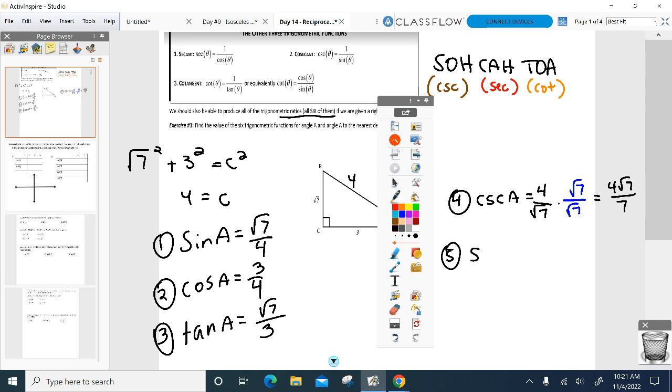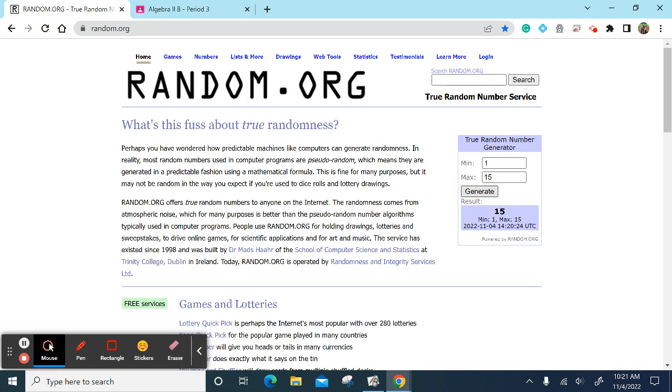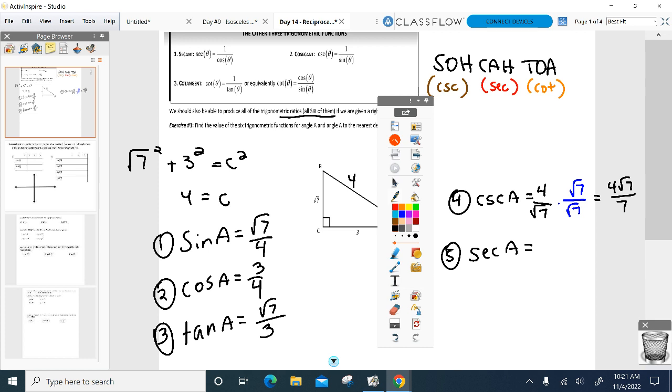What about secant A? Now I'm going to take what and flip it? Cosine. So this is an easy one. Take it and flip it. What's secant of A now?